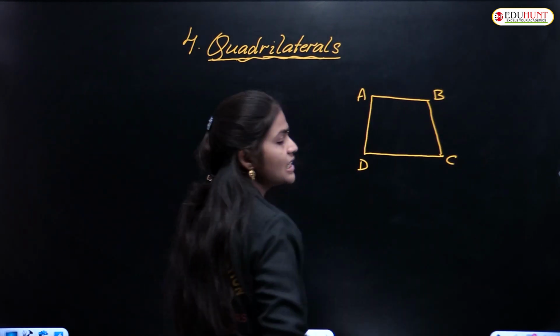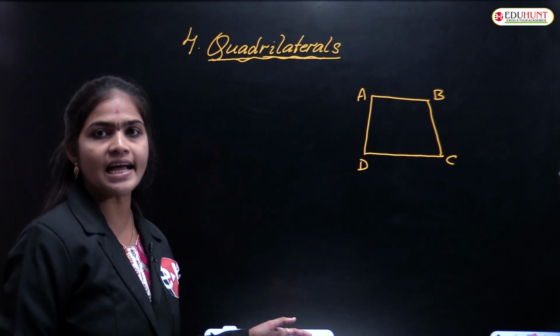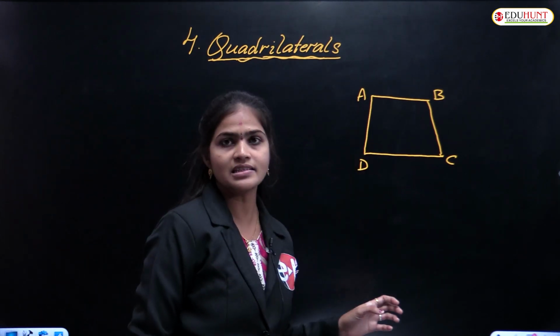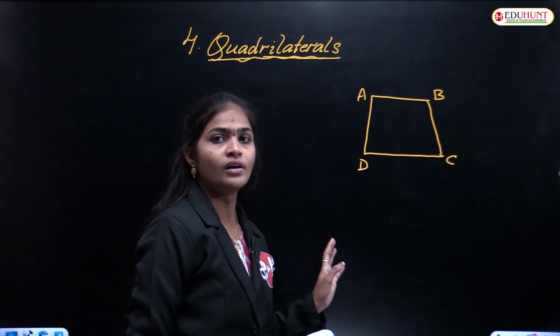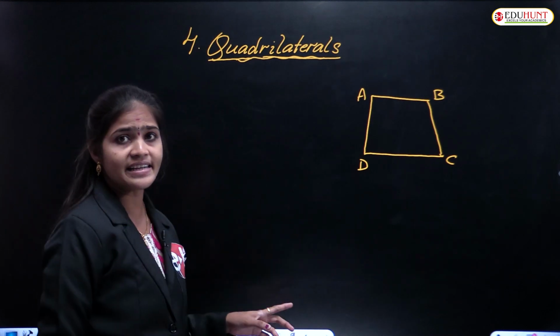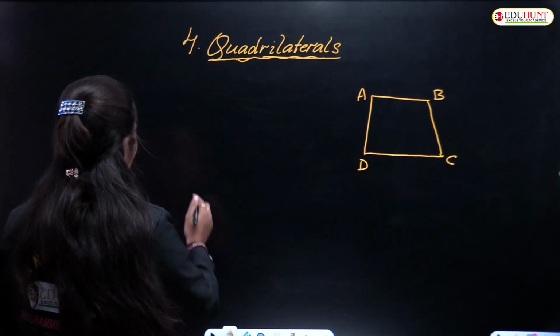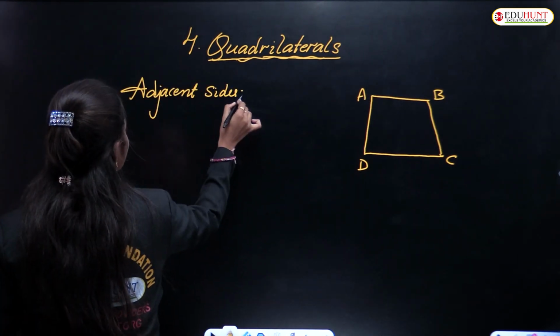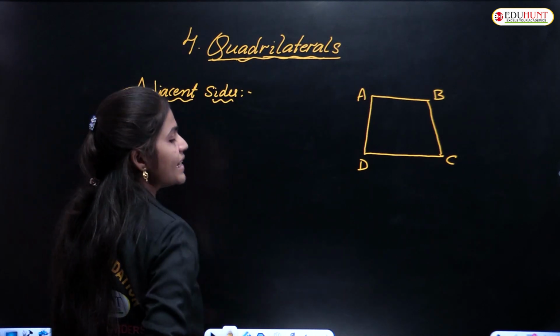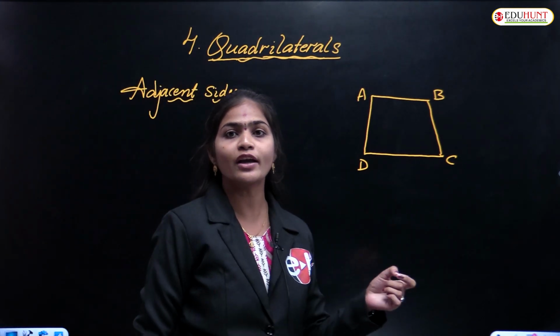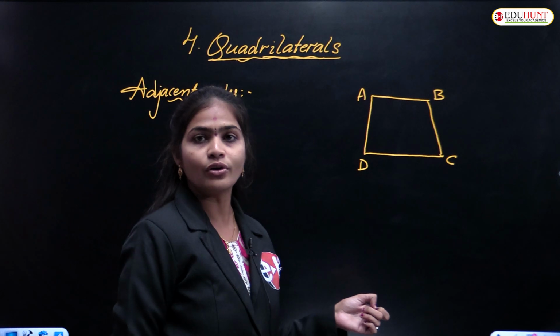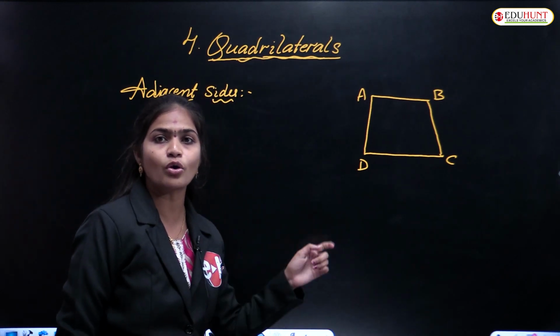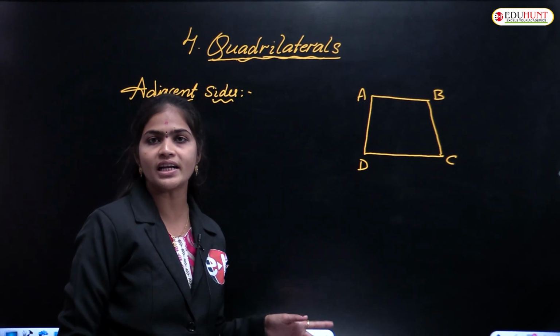So children, just now we discussed vertices, sides, angles and diagonals. Now, adjacent sides. What about adjacent sides? Adjacent sides means two sides of a quadrilateral having a common end point. Then those two line segments are called adjacent sides of a quadrilateral.